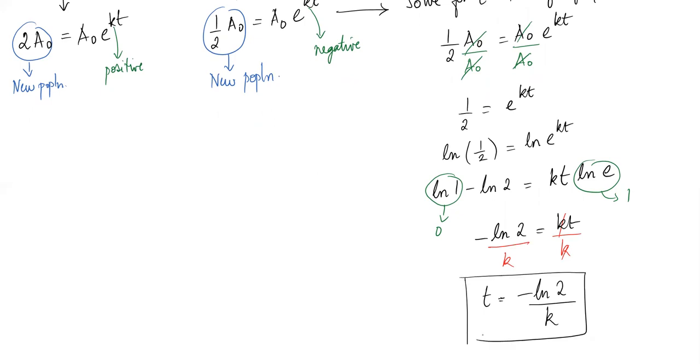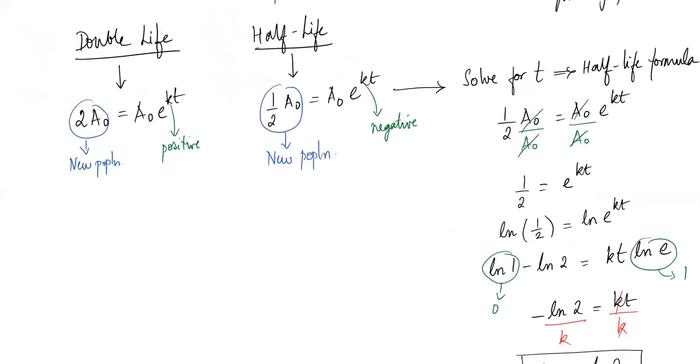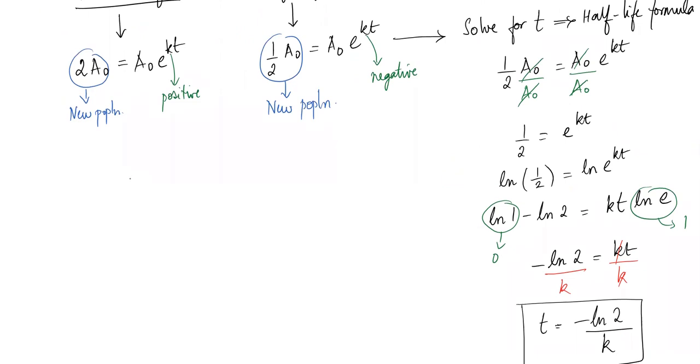Okay? And if you don't have to know this formula, you can still do that. What you have to know is how you set up the initial equation, half a naught on the left for half-life and twice a naught for the new population. You can also derive a similar formula for double life for t. Okay?